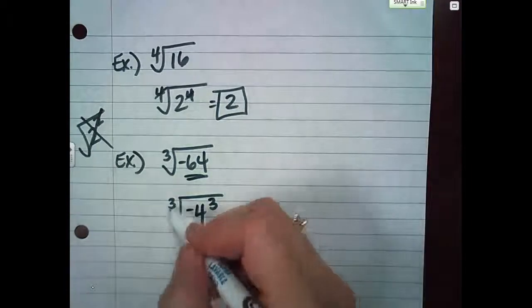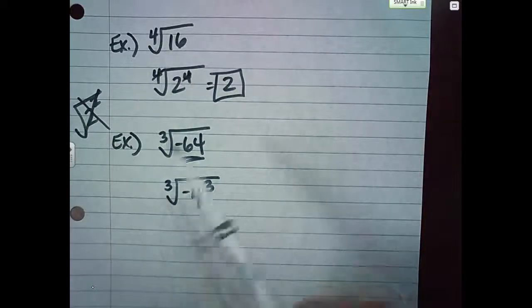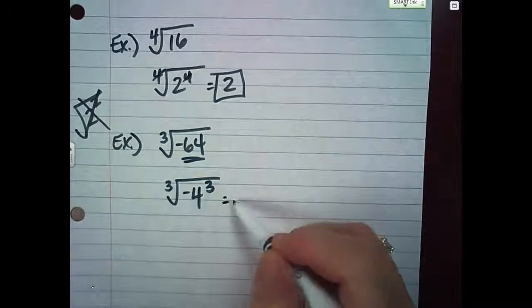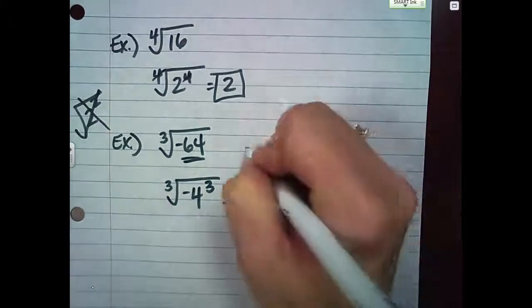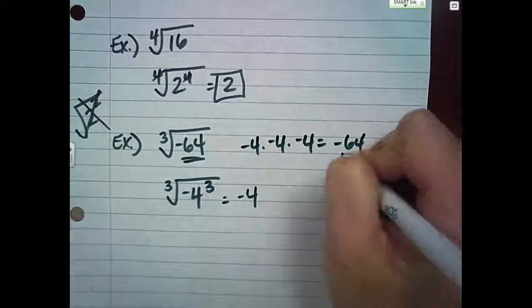So the 3's cancel. Now, you got to be careful. Am I allowed to do this? This isn't even, is it? It's the even that runs into problems. Okay? So this is safe. So they cancel, and you just end up with negative 4. And it makes sense because negative 4 times negative 4 times negative 4 is negative 64.